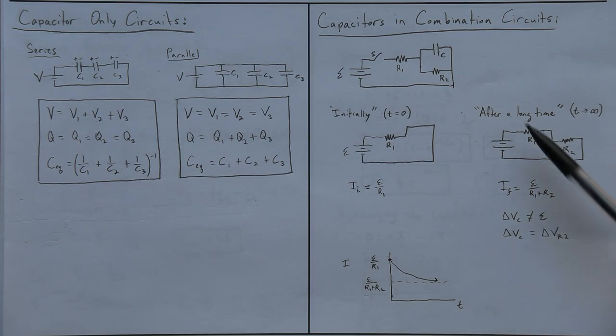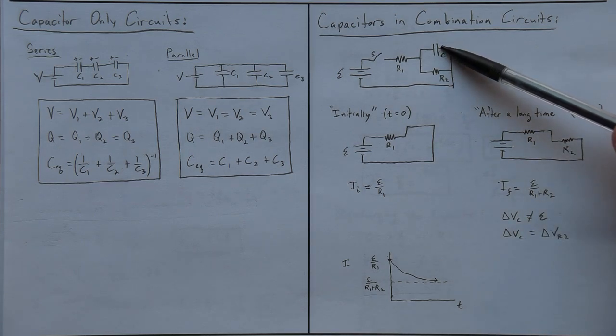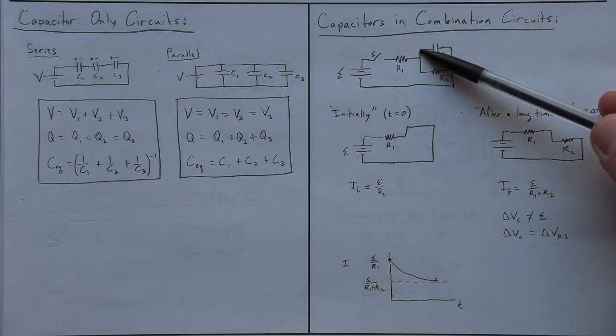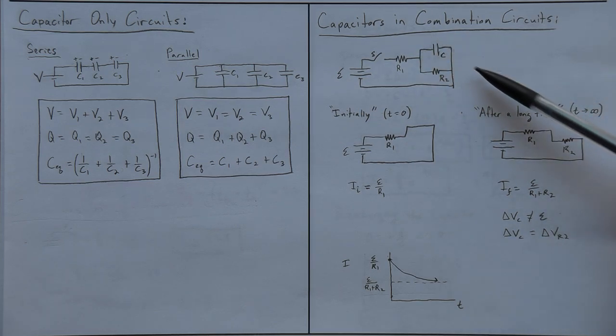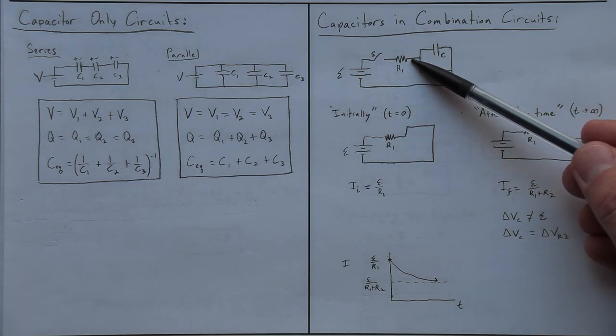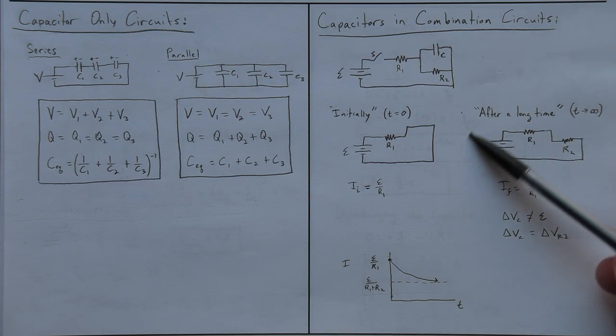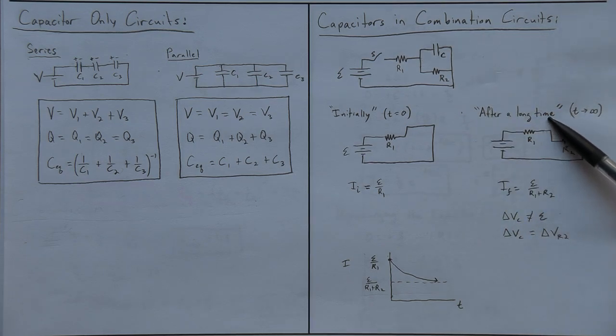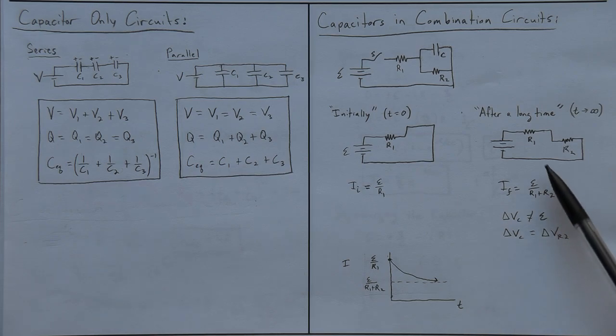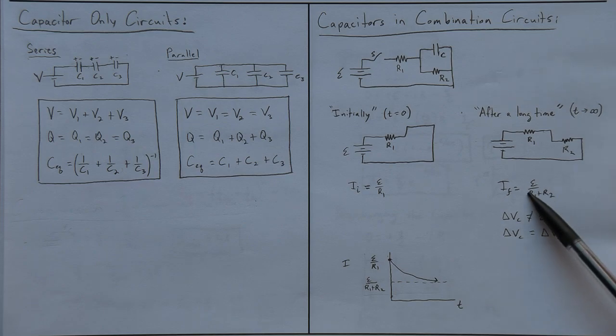After a long time, when the capacitor fills though, it basically becomes a blockage. So no more current can go this way because the capacitor is full. So all the current will now switch and go down this direction through R2. So this is how the circuit behaves. It's as if the capacitor isn't even there. And so the final current is just EMF over the equivalent resistance, which is R1 plus R2.